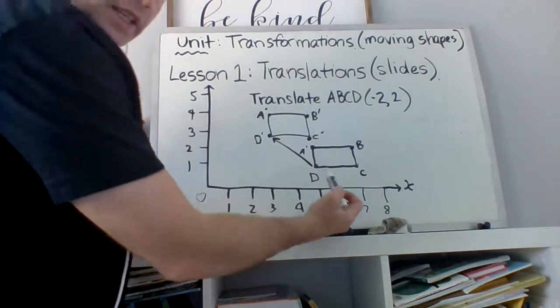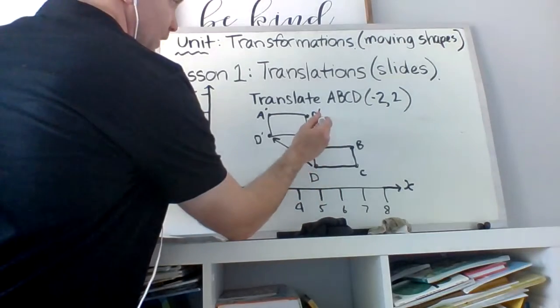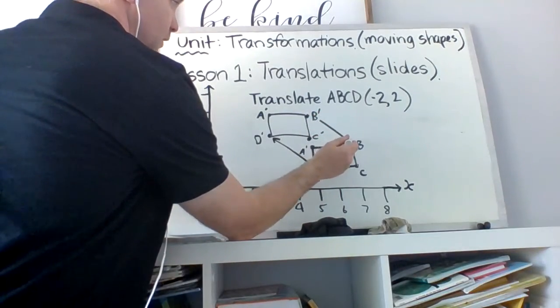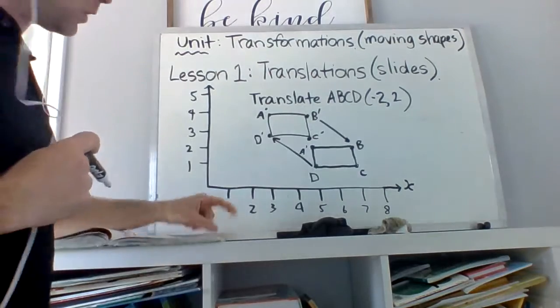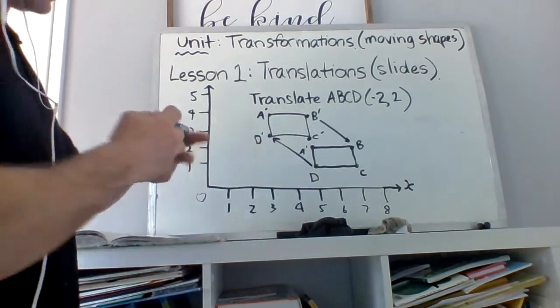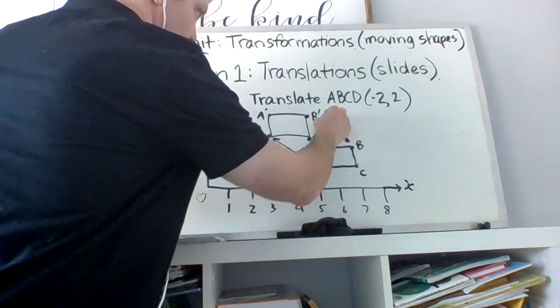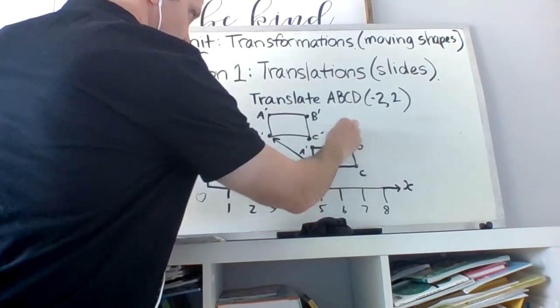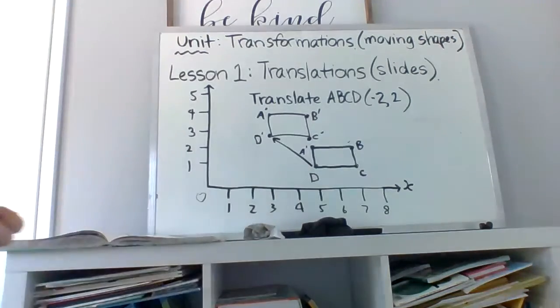If you did a translation arrow like this, that would be wrong, because we didn't start here. We started here, we ended there. So if you went down, this translation arrow would be wrong.